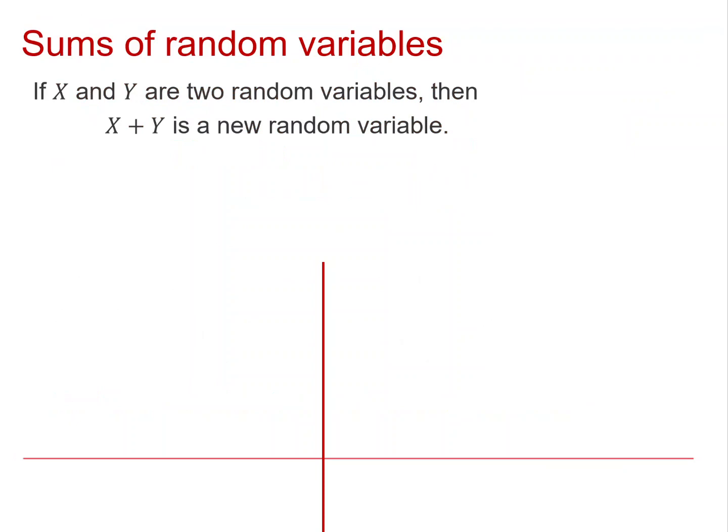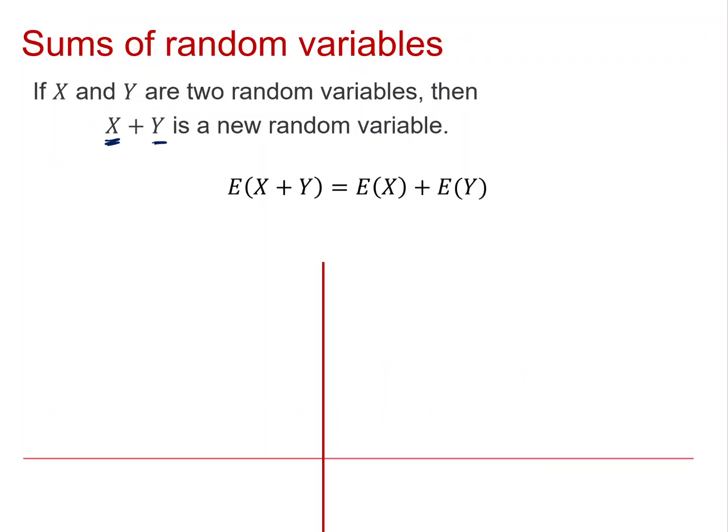If X and Y are two random variables, then X plus Y is a brand new random variable. It's formed by considering all the combinations of a value of X, selected at random, added to a value selected from Y at random.